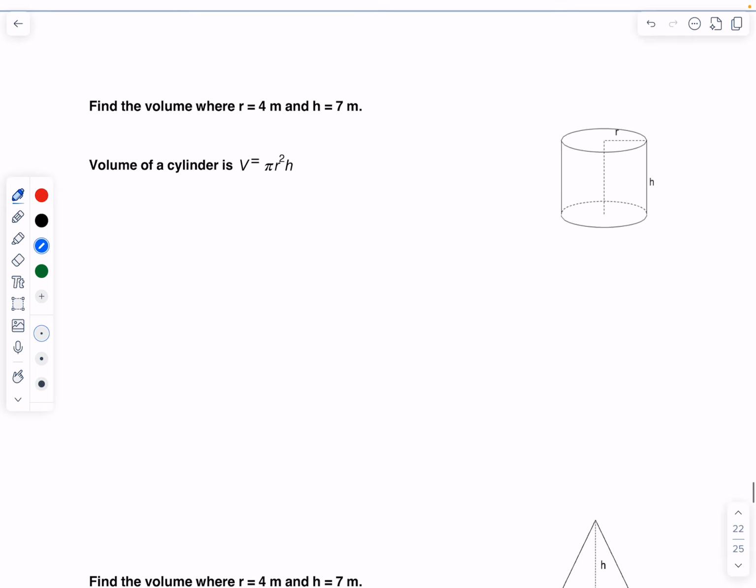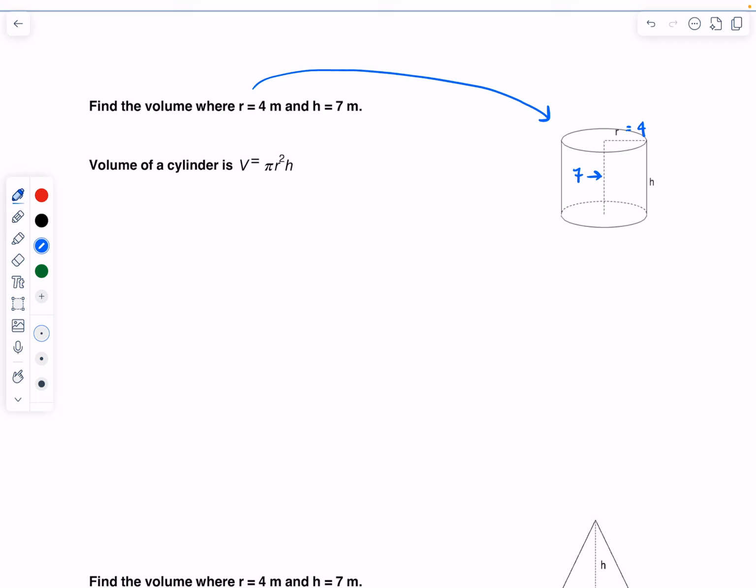All right. Find the volume where r equals 4 meters and h equals 7 meters. Okay, they want you to find the volume of this figure over here, which is a cylinder. So let's go ahead and put some stuff in here. So radius is 4 and the height is 7. Okay, so the volume of a cylinder is pi r squared times h.